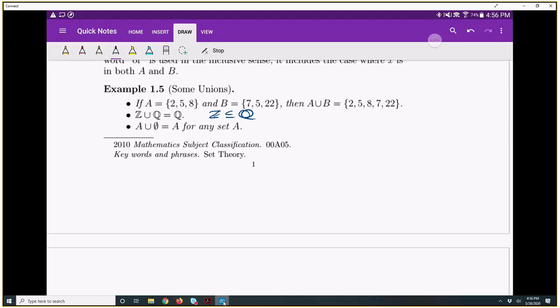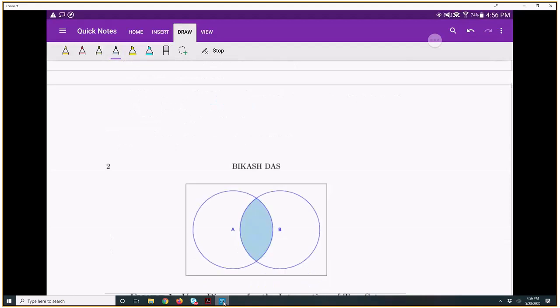Also, any set union with the empty set is just the set we started with for the same reason. The empty set isn't really contributing anything. We don't get anything new. So A union the empty set is just A, and that is true for any set A.